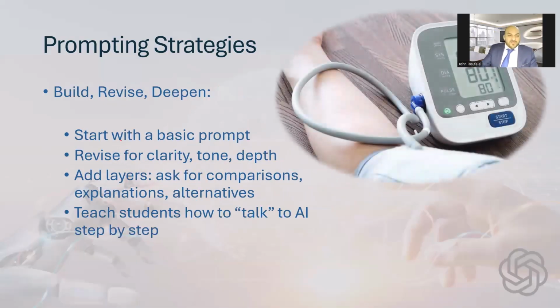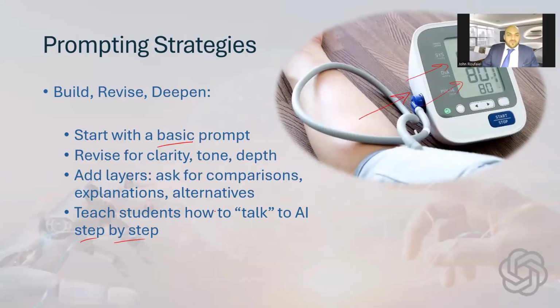Build, revise, deepen. How can we make it better? Start with something basic, as you see here. What is blood pressure? Okay, it's very generic. All right, so we're learning about blood pressure. There's a top number and there's a bottom number. What are they called? Systolic, diastolic. What do they mean? How can we go and take it step by step? How can we go into more detail?